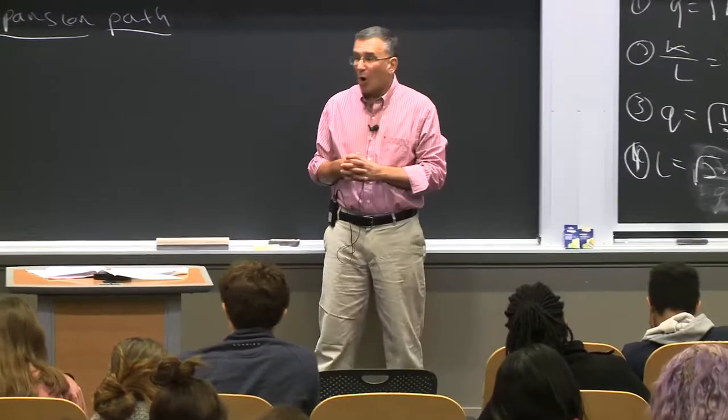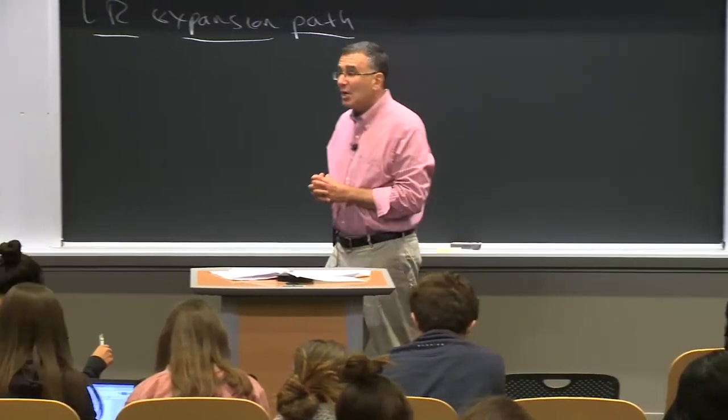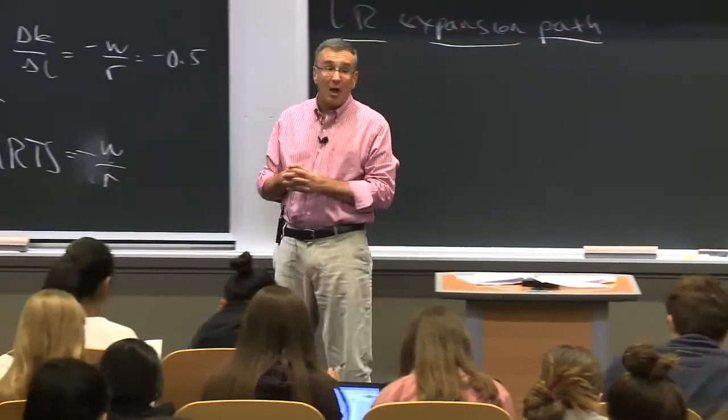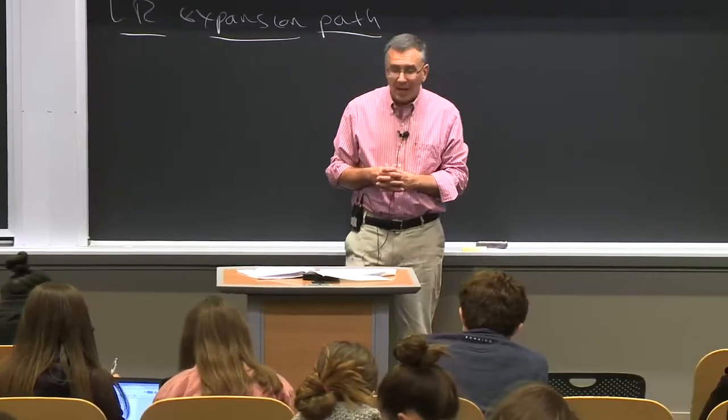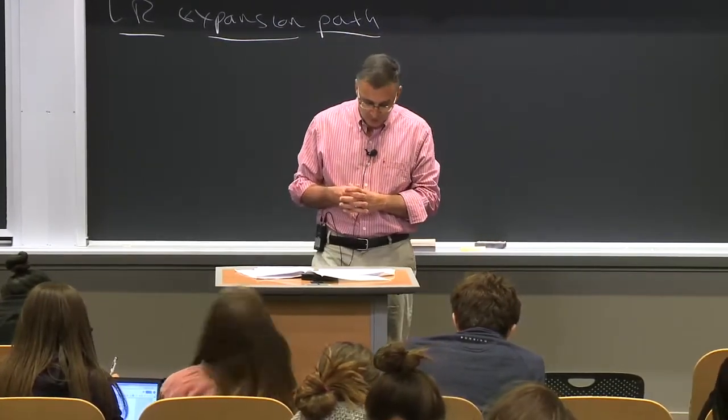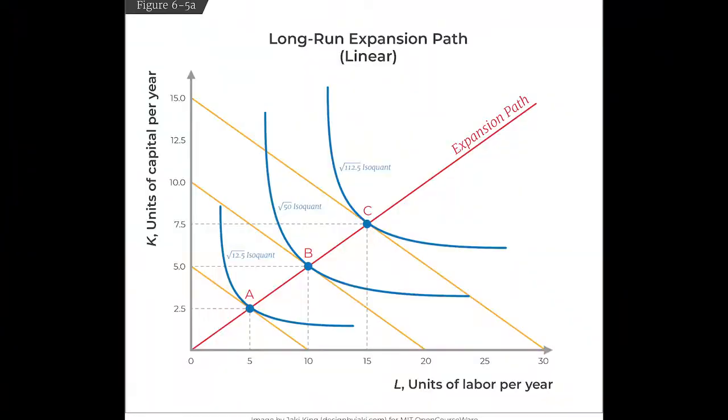In other words, given that the price of labor is half the price of capital, you always want to have twice as many workers as machines. So if you want to produce square root of 12.5, you want 5 workers and 2.5 machines. If you want to produce square root of 50, you want 10 workers and 5 machines. If you want to produce square root of 112.5, you want 15 workers and 7.5 machines. So given this production function, the long run expansion path is linear. You always want the same ratio of workers to machines.